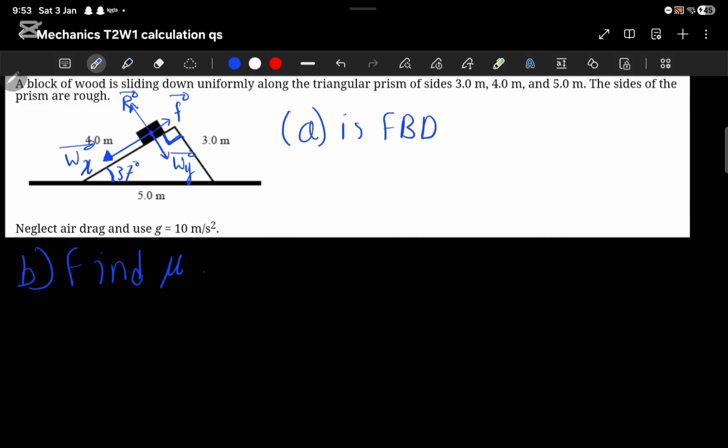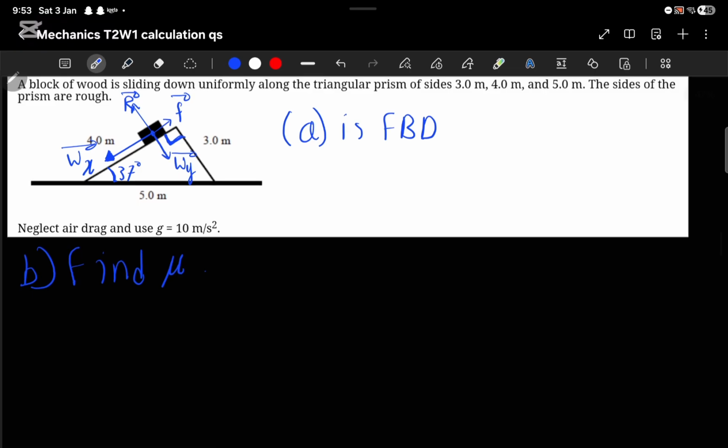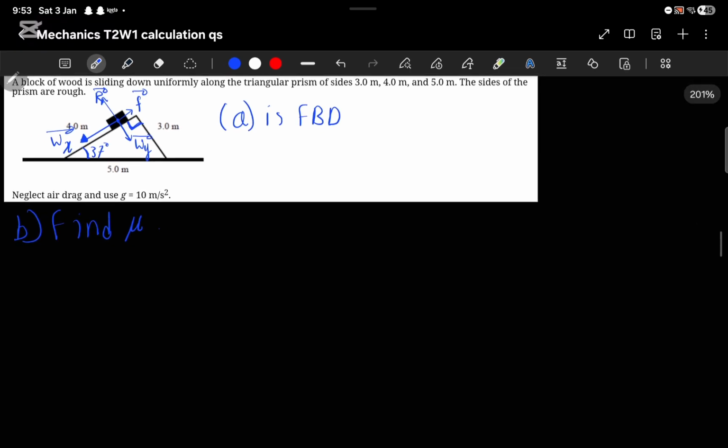Remember 3, 4, 5, and its multiples, like 6, 8, 10. Those are right triangles. So find mu. Now how do we find mu? You don't have any numbers to work with.